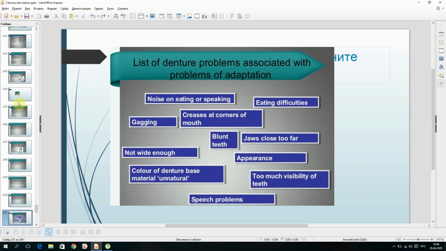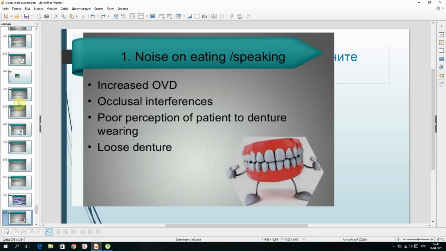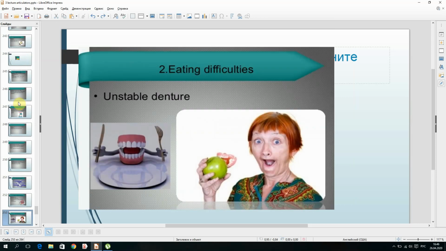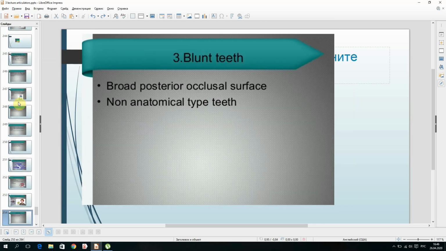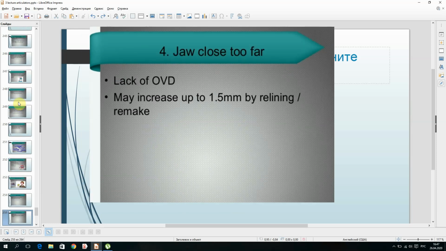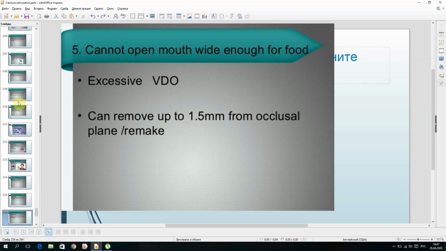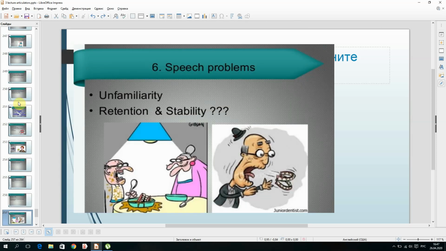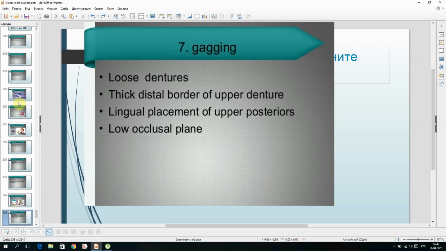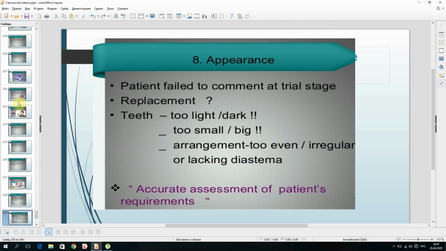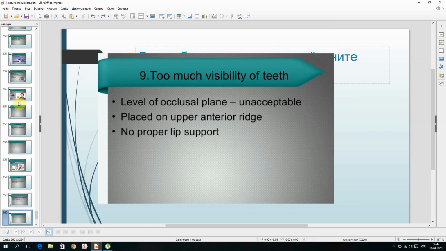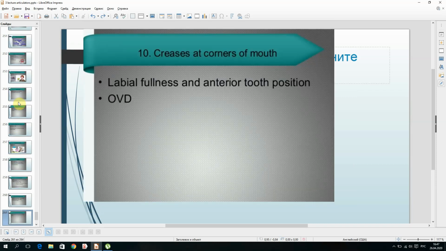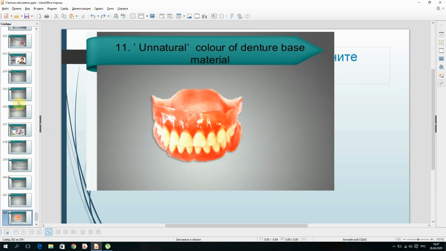A list of denture problems associated with problems of adaptation: noise on eating, speaking, eating difficulties, blunt teeth, jaw closed too far, cannot open mouth wide enough for food, speech problems, gagging, appearance, too much visibility of teeth, creases at corners of mouth, natural color of denture base material.